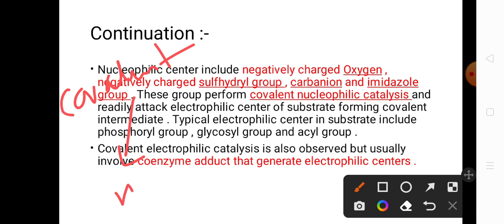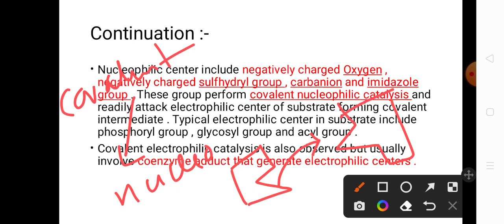One is covalent nucleophilic catalysis, depending on the nucleophiles or negative charge on the active site of the enzyme. For example, sulfhydryl groups, oxygen groups, carbanion groups, imidazole groups, that will readily attack the electrophiles on the substrate, right? And another one is covalent electrophilic catalysis, where a coenzyme will generate an electrophilic center on the enzyme, right? So that is the covalent catalysis.